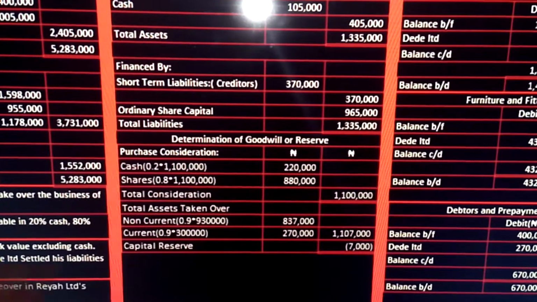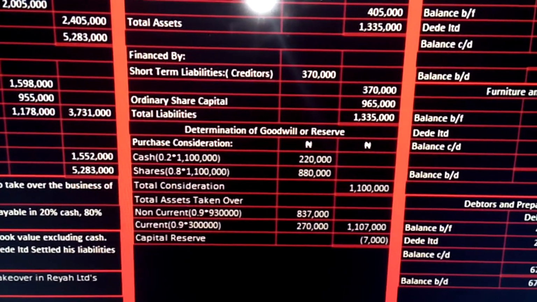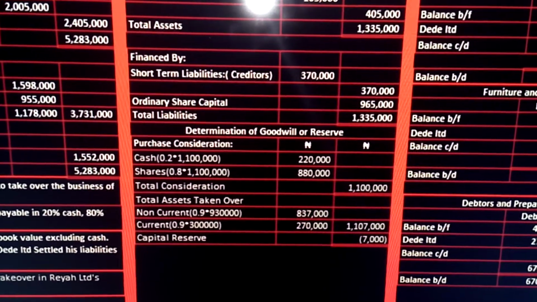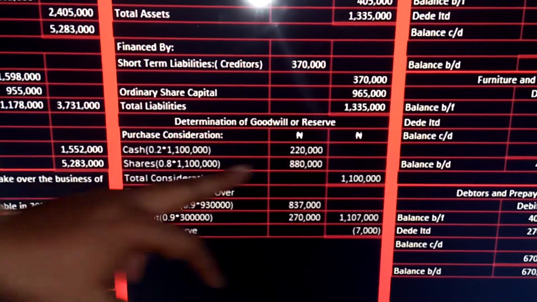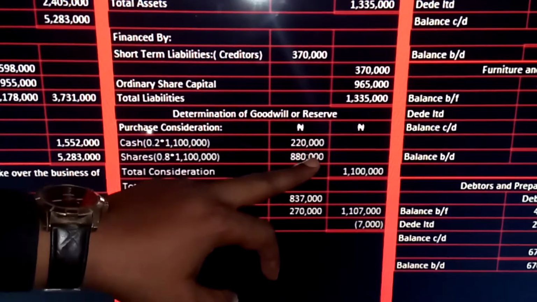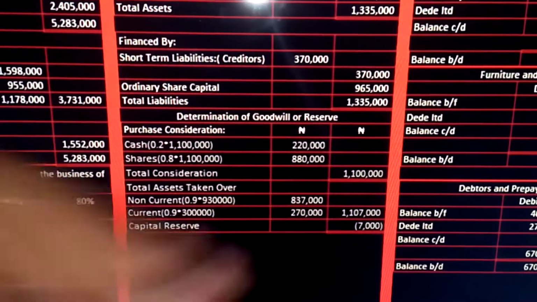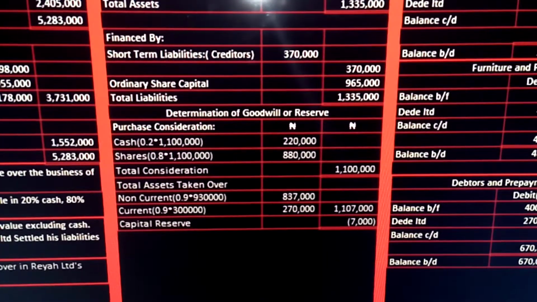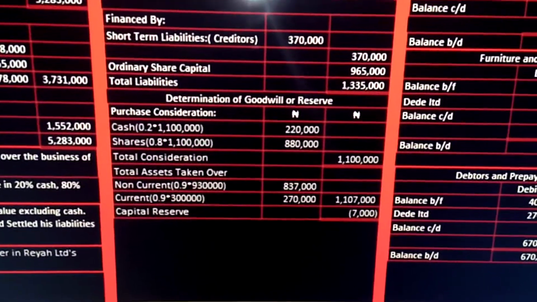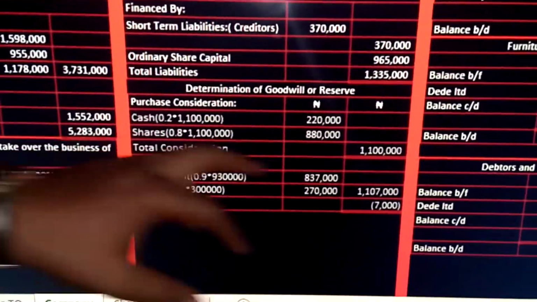So what's the purchase consideration? We have cash and shares, 20% cash, 80% shares. Total value of consideration is 1.1 million. So cash is 0.2 times 1.1, that's 220,000. Shares is 0.8 times 1.1, that's 880,000. So total consideration is 1.1 million. Remember, he's not taking over liability, so you can't bring that in here. Only when the company buying is taking over liability do you bring it here. In this case, Raya is not taking over liability, so you cannot bring it here. So we have total consideration to be 1.1 million.